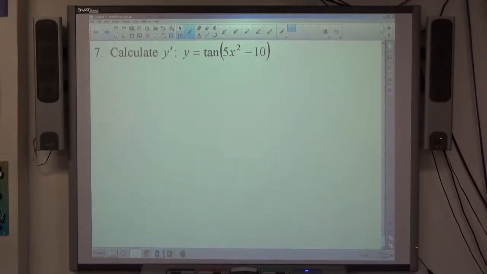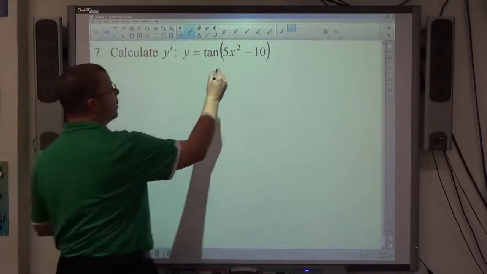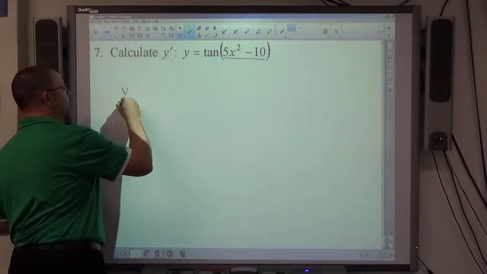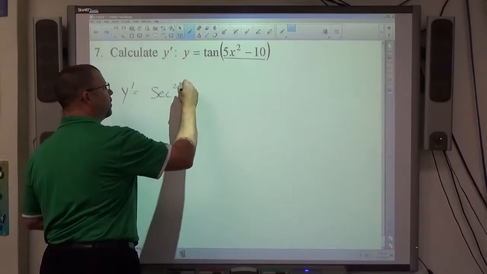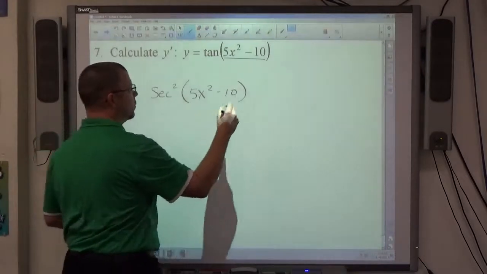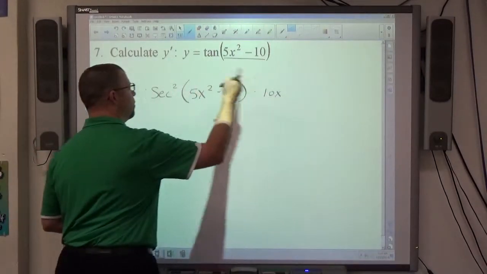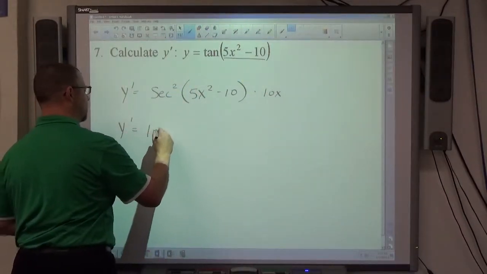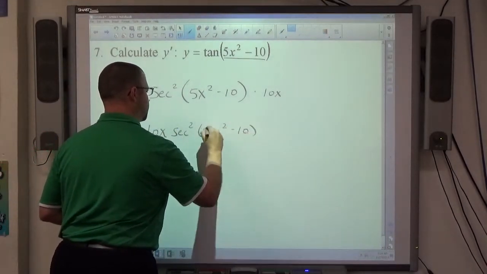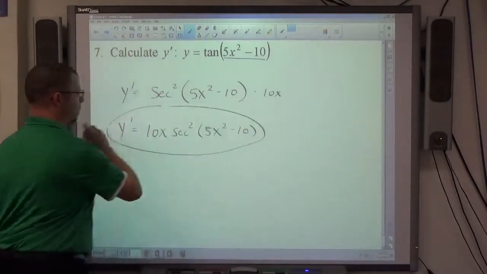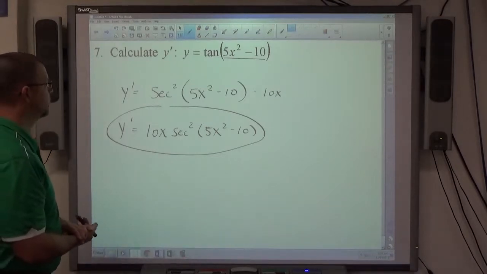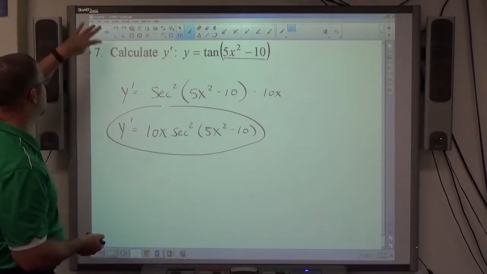Number 7, calculate y prime. This is basically the same idea. This is a little bit more complicated function here, but it's still a trig derivative, chain rule involved, so y prime is going to be secant squared of the same thing. And then the derivative of 5x squared minus 10 is 10x. Pull the 10x out in front. A couple friendly ones right in a row like that. Know your trig derivatives. That's the moral of the story. If you do it, there's an easy 16 points.